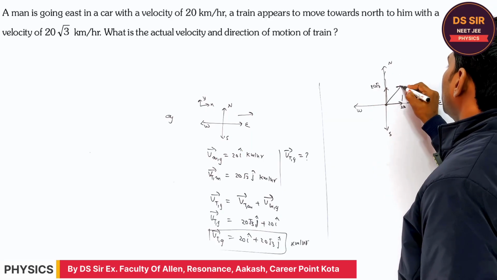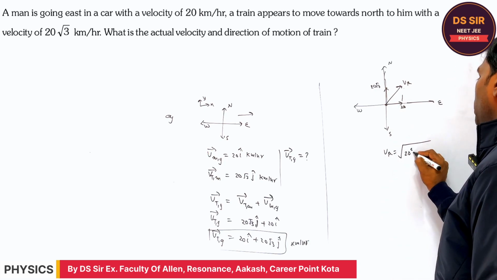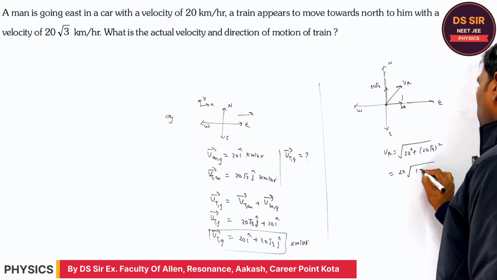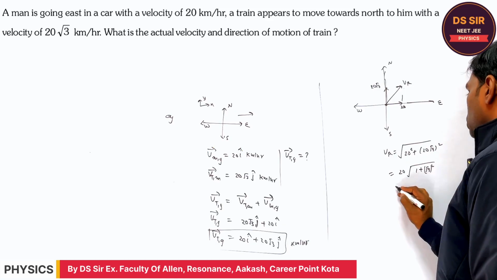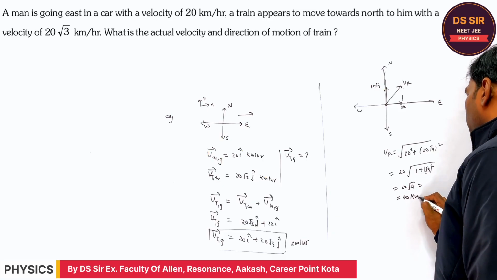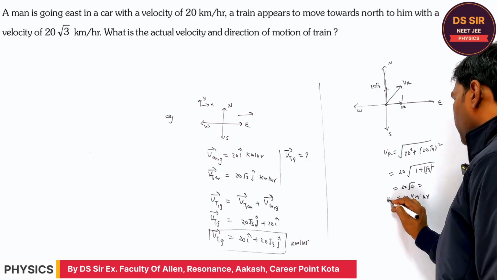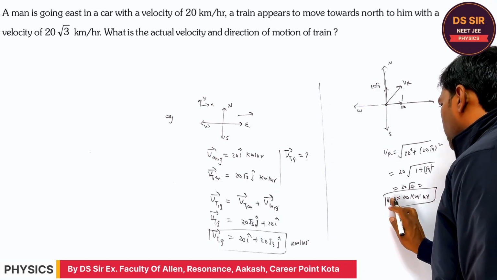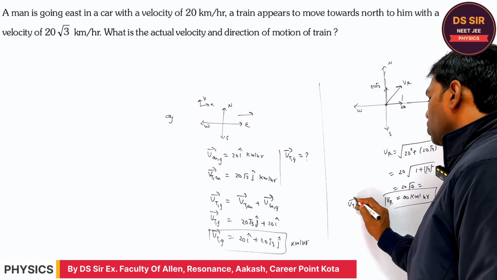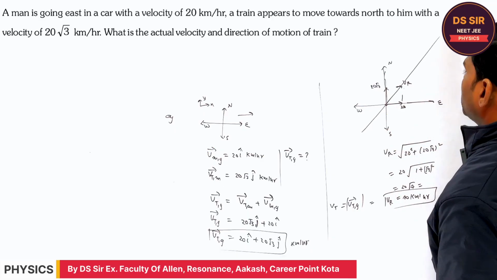So what is the resultant velocity? The resultant velocity is root over 20 square plus 20 root 3 square. 20 is common, root 1 plus 3, so it is 20 into root 4, which is equal to 40 kilometer per hour. Is it clear or not? So this is the velocity of the train, right? This is the resultant velocity, the velocity of the train with respect to ground, or you can say the velocity of the train. So the train is moving in this way.